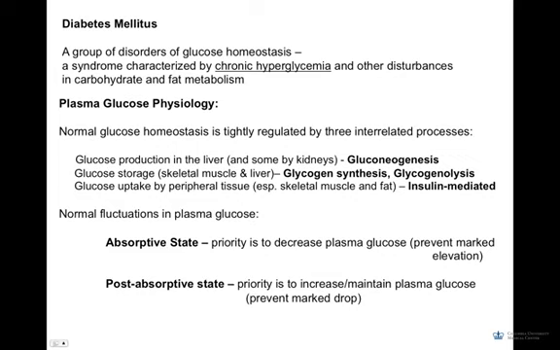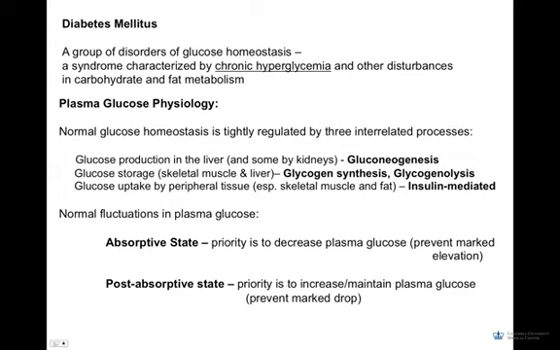The production of glucose by the liver, and to some extent also by the kidneys, and that process is called gluconeogenesis. So in that process, energy substrates like lactic acid and amino acids are sent to the liver and the kidneys, and the liver and the kidneys take those substances and produce glucose. And that glucose is then put back into the bloodstream in order to maintain normal plasma glucose levels.